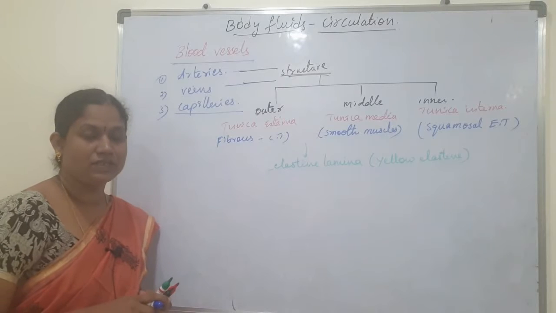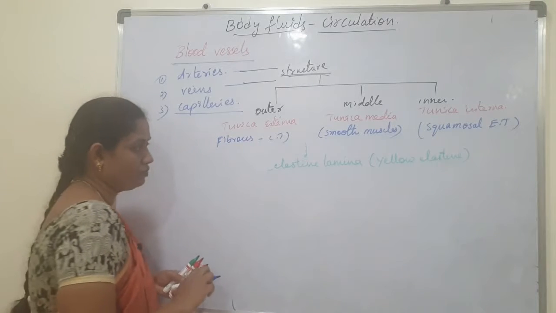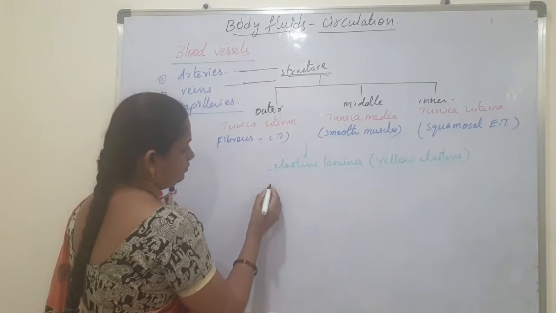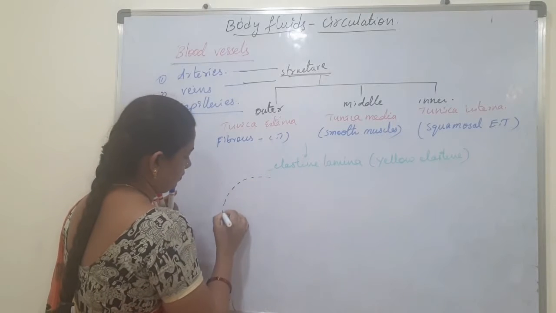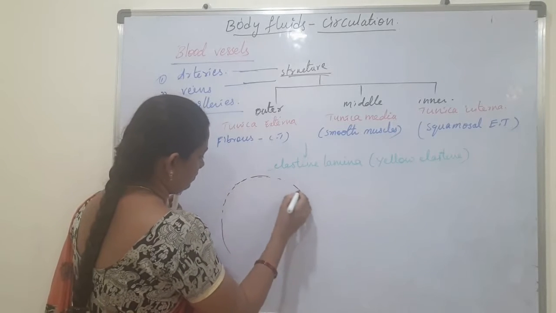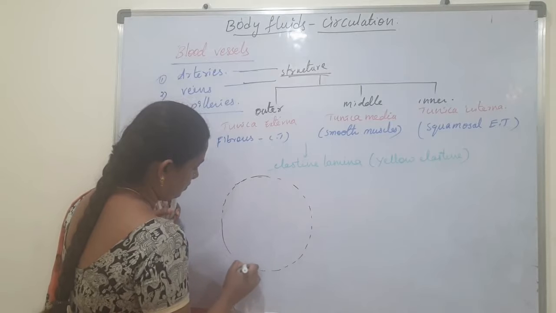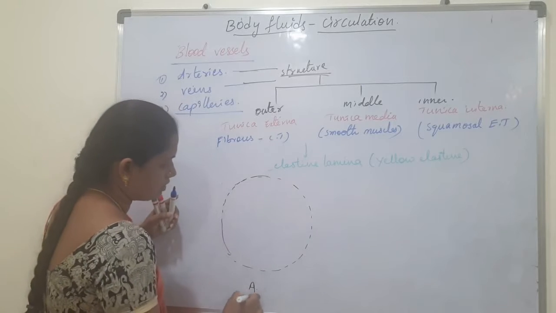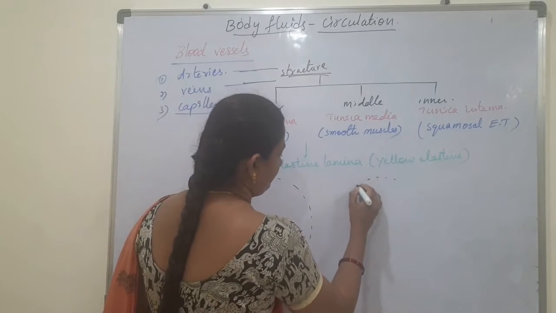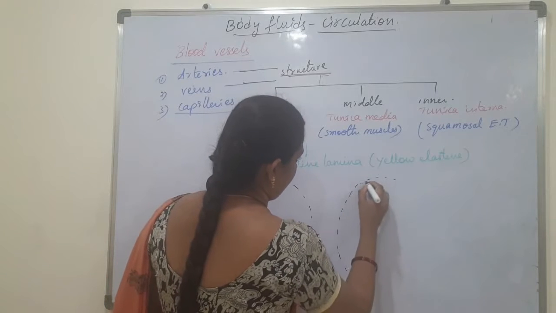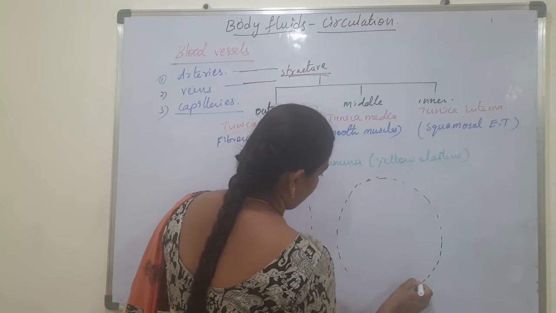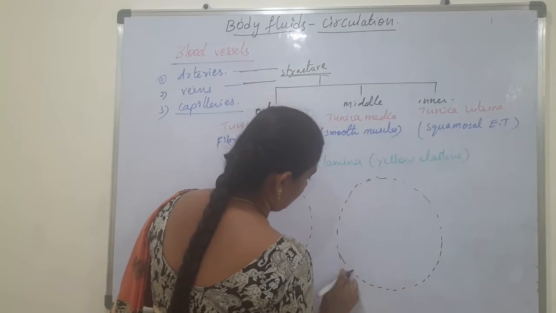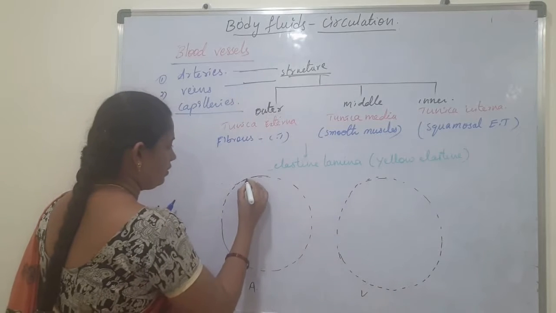Okay, next we will see the diagrammatic structure. First of all, this is the artery. This is a vein.